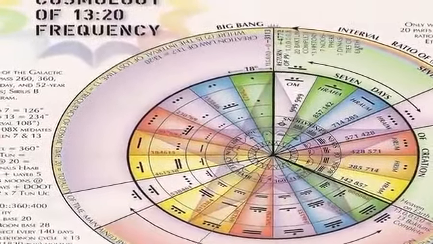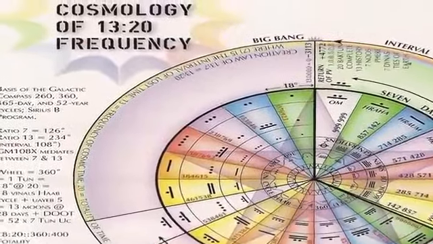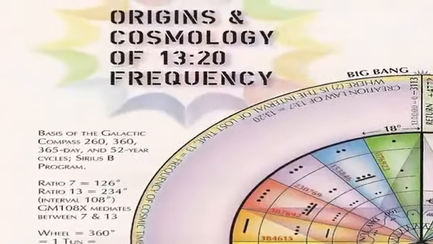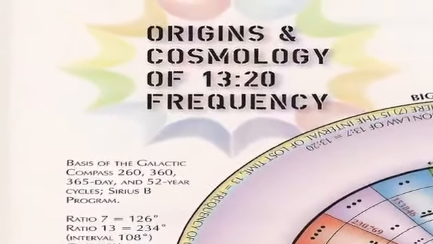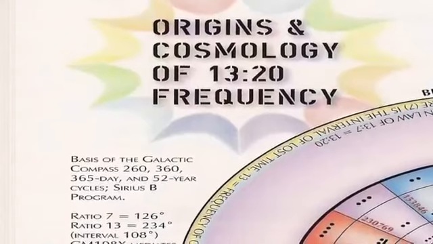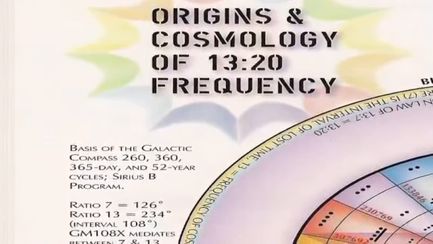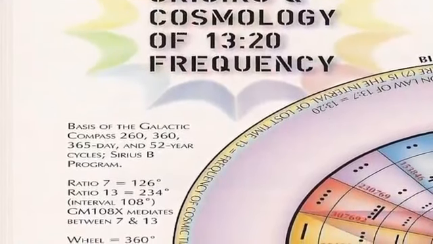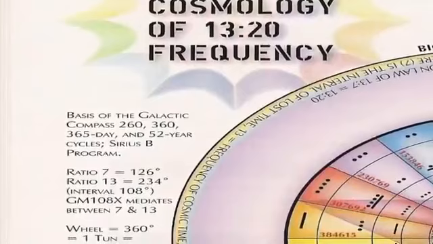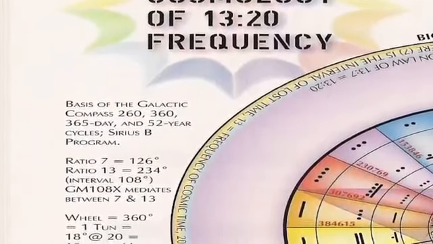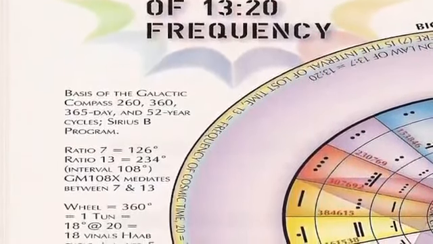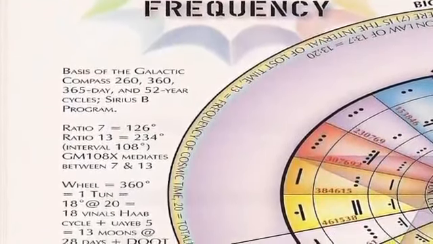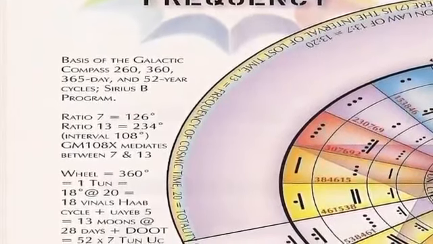So we have the 126 degrees of the 7 and 234 degrees of the 13. 13 times 18 equals 234. 18 times 7 equals 126. 126 plus 234 equals 360. 234 minus 126 equals 108. So the GM108X mediates between the 13 and 7.